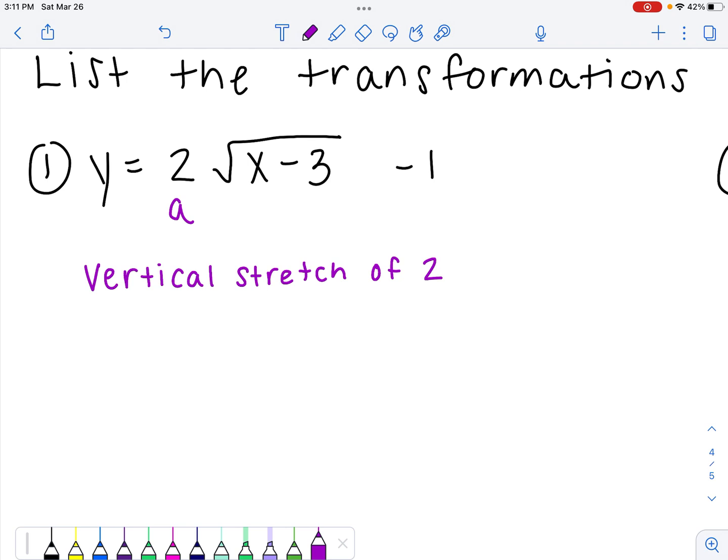Inside our square root, we see x minus 3. This is like our C value. And since it looks like x minus the number, that means our graph is moving to the right. So our graph moves to the right 3. And at the end of the equation, we have minus 1. That's like our D value. And since we have minus a number on the end, that's going to tell us to move the graph down 1. So there are our transformations.